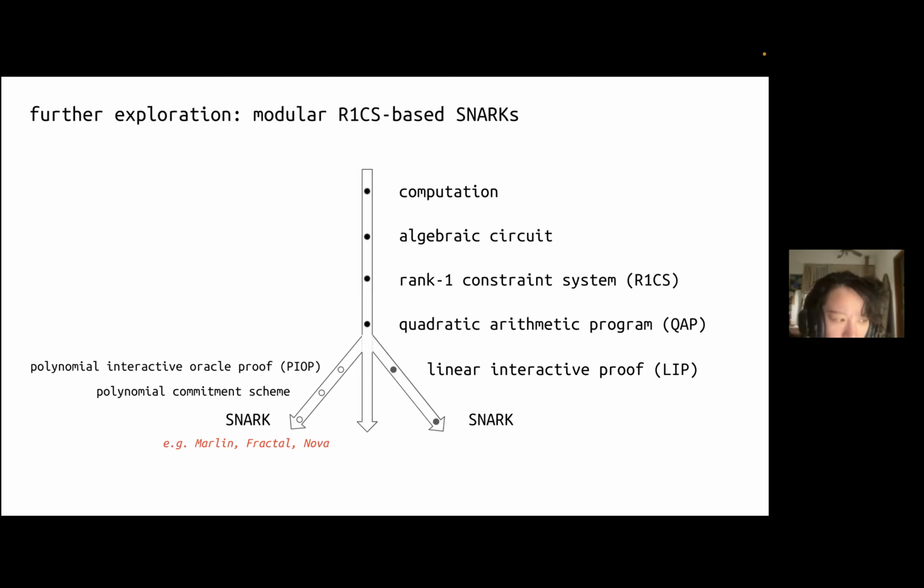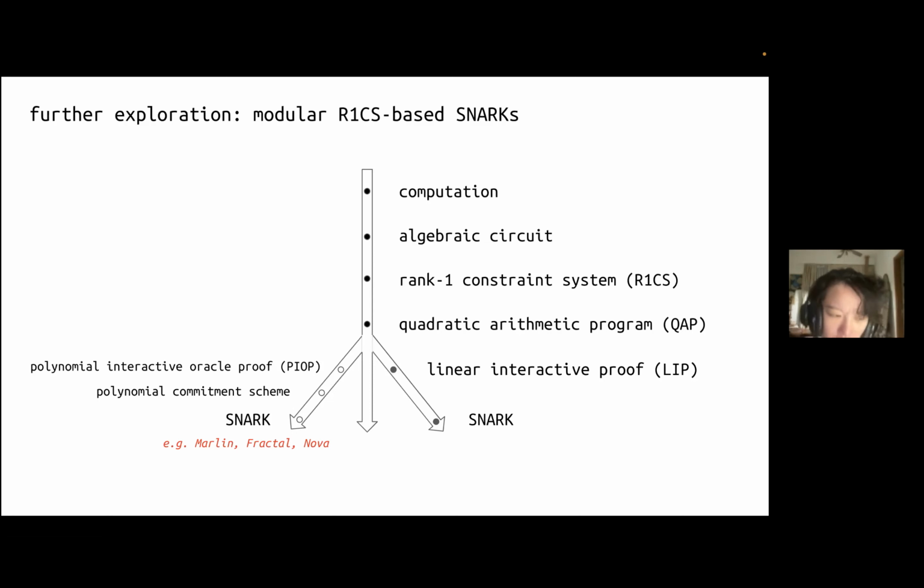And lookup tables are very useful in certain operations, such as range checks and basically bit shifting operations, which in R1CS, or without lookup tables, you would need to pretty much always do a binary decomposition of your field element. Whereas with lookup tables, you can save a lot. You can just do maybe 10-bit decompositions or something like that.